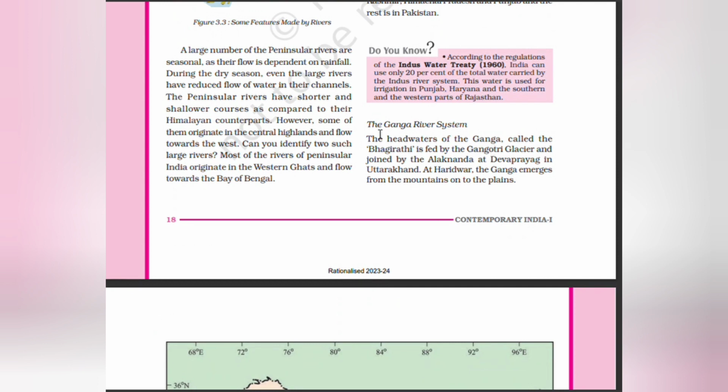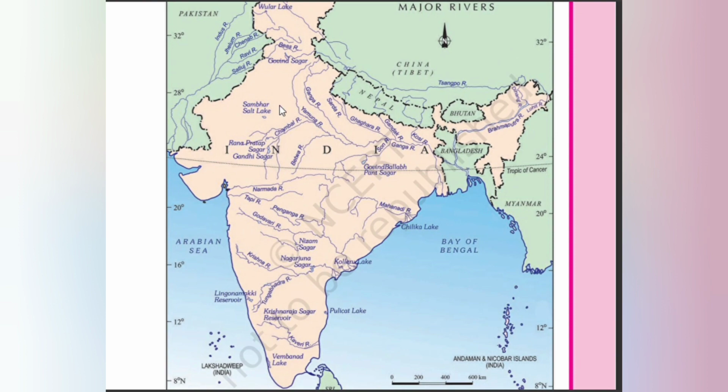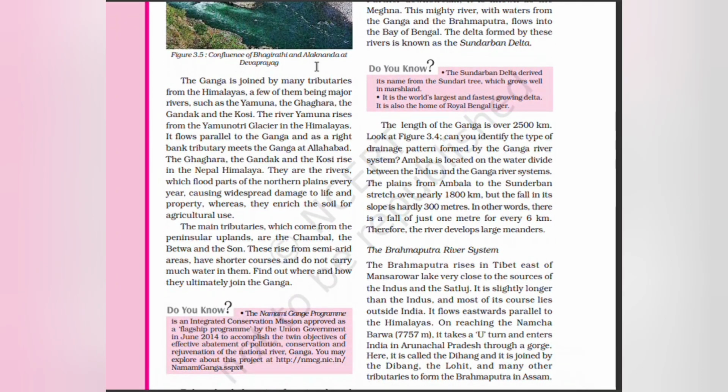Ganga River System. The headwaters of the Ganga, called the Bhagirathi, is fed by the Gangotri Glacier and joined by the Alaknanda at Devaprayag in Uttarakhand. At Haridwar, the Ganga emerges from the mountains on to the plains. Confluence of Bhagirathi and Alaknanda at Devaprayag.